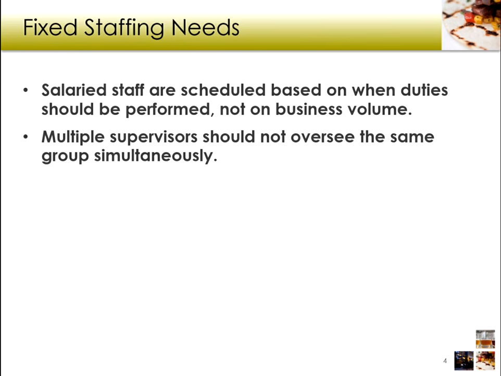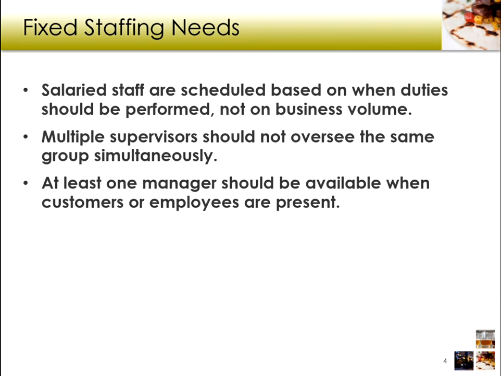Multiple supervisors should not oversee the same group simultaneously. What this is talking about is if you've got so many salaried people, if you say you have a restaurant manager and two salaried supervisors, you shouldn't have all three of them on there at a time, right? Those should be split up across your schedule so that there's always a supervisor on duty should the need arise for a customer complaint or issue with staffing or whatever, right?